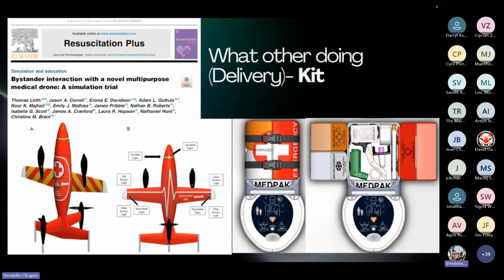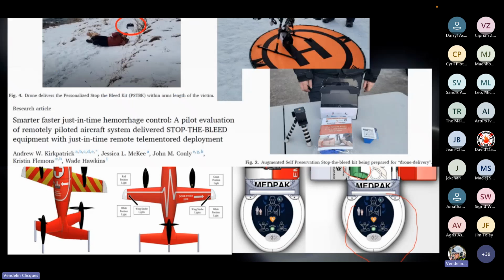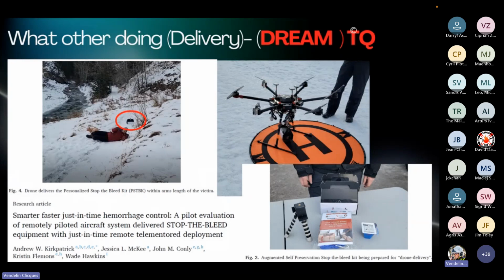Other people designed another VTOL drone. You see the medical kit like a capsule, and inside there could be an AED, ventilation medications, and also naloxone nasal spray to save lives. Another team is using the drone for tourniquet delivery. You see that using a drone, they put the items in a small paper box, and the box is delivered to the patient on the mountain. The result is very promising.